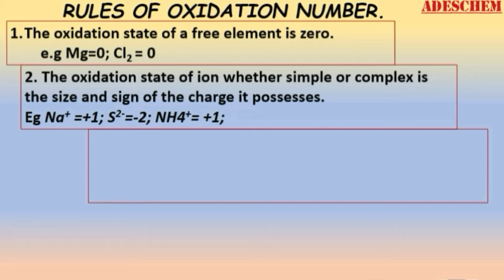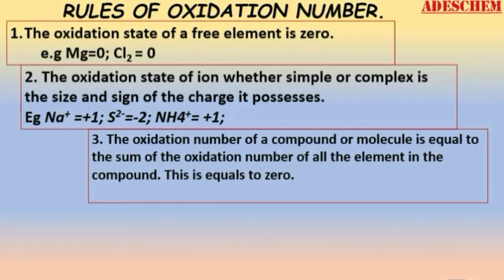Therefore, it has a charge of -2, so the oxidation number is going to be -2. Here you also have a complex ion known as the ammonium ion, with an oxidation number of +1. The oxidation number is a result of the sign and the charge size of the ion.